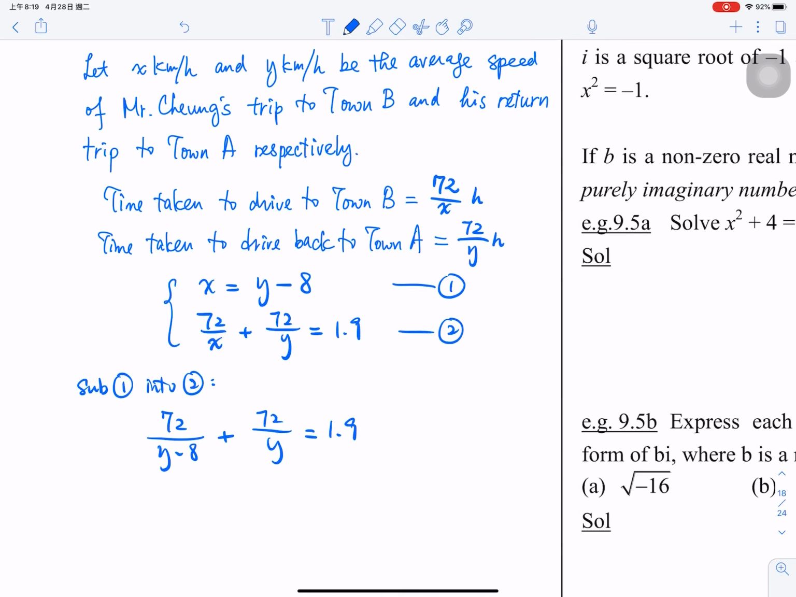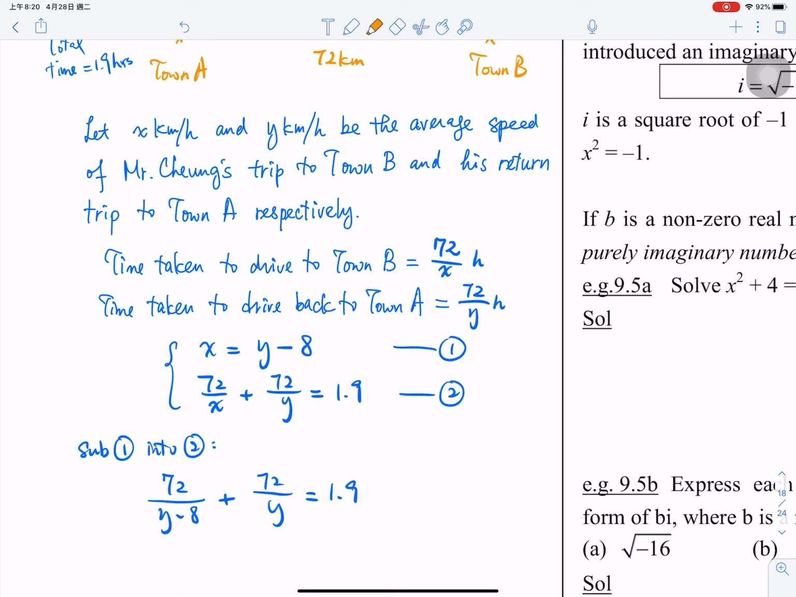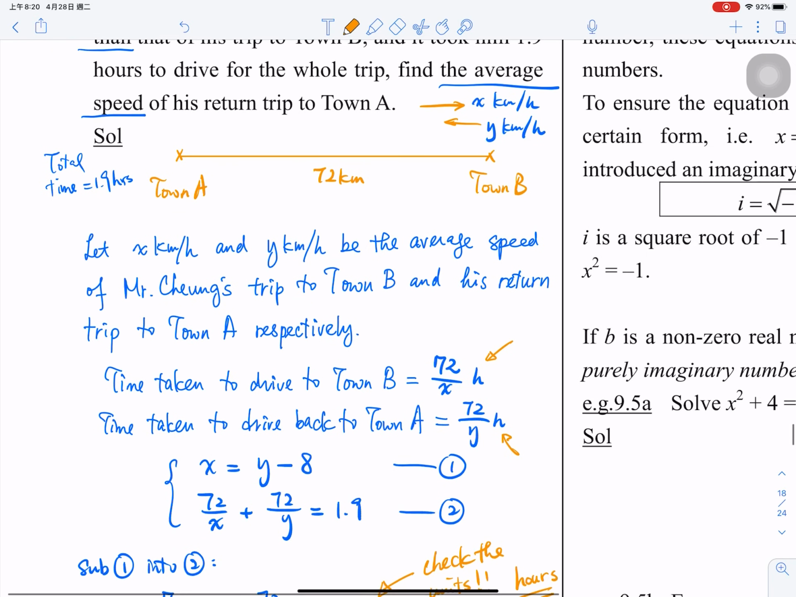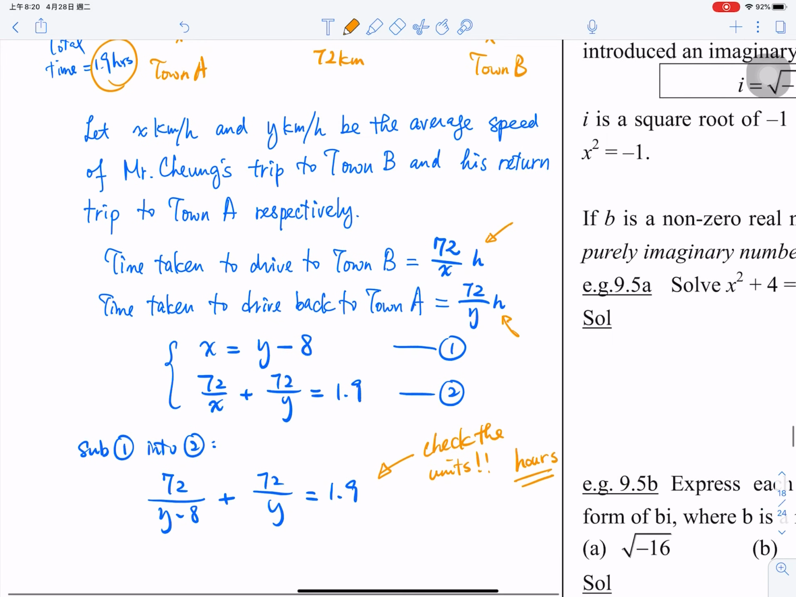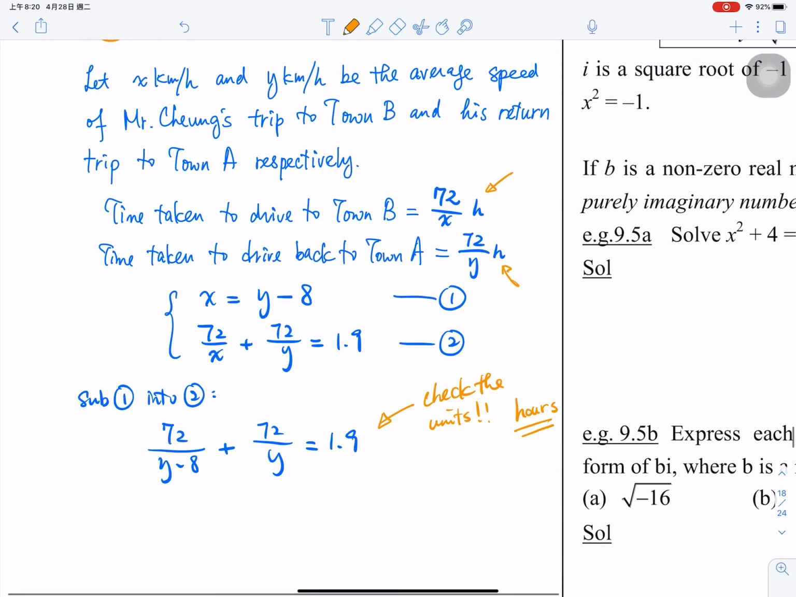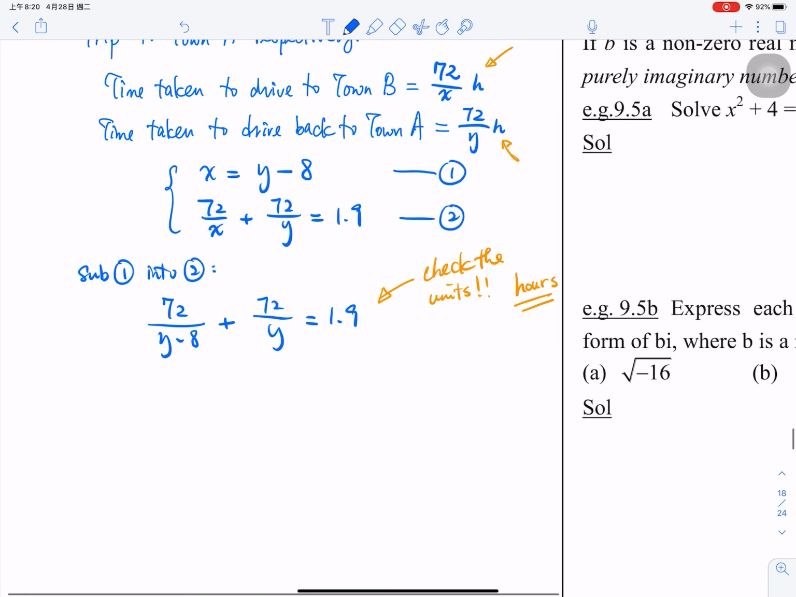Is it correct? Just let you here pay attention. You need to check the units. Here the time is in hours, and 1.9 is also in hours. That's great. Then we can write like this. However, if some of them is in minutes, you need to rewrite it in terms of hours. Okay, so let's see. It goes on.